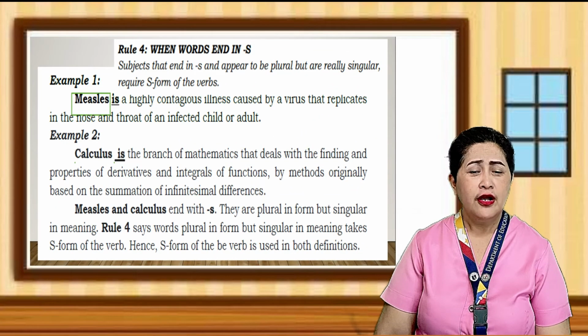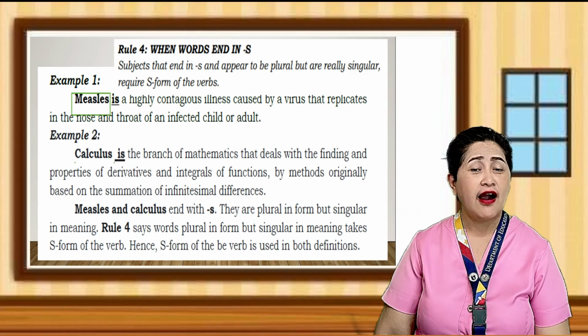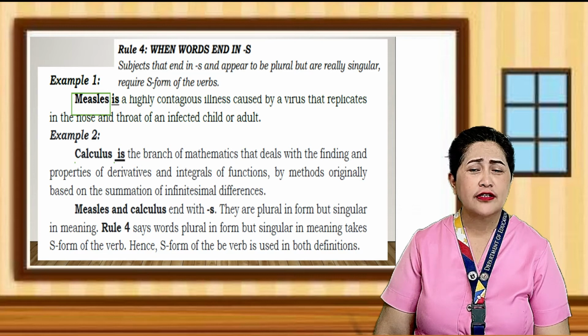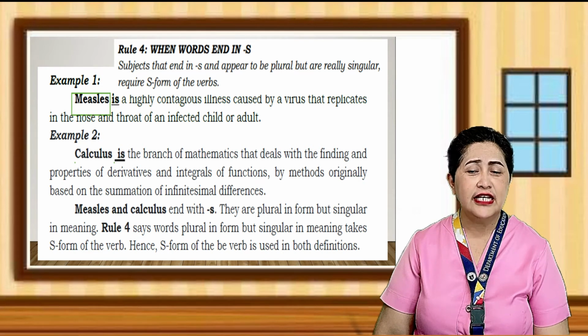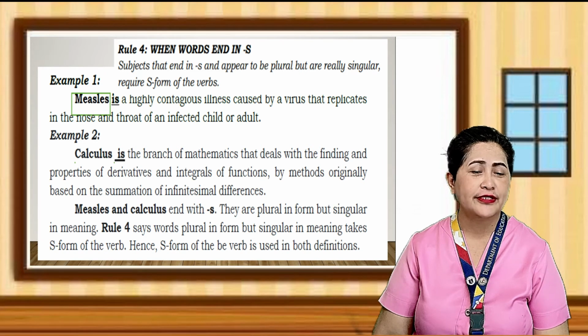Rule number 4. When words end in S, subjects that end in S and appear to be plural are really singular, require S form of the verbs. Measles is a highly contagious illness caused by a virus that replicates in the nose and throat of an infected child or adult. Calculus is the branch of mathematics that deals with the finding and properties of derivatives and integrals of functions by methods originally based on the summation of infinitesimal differences.